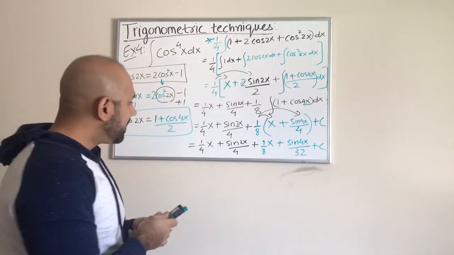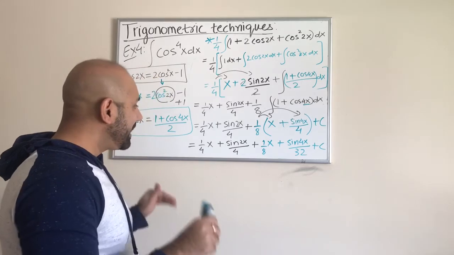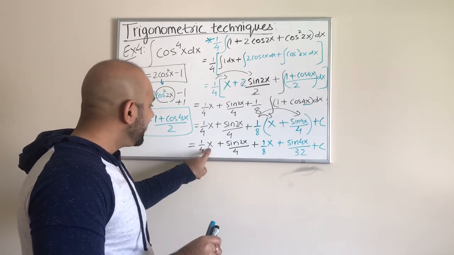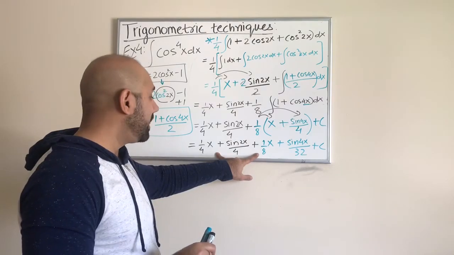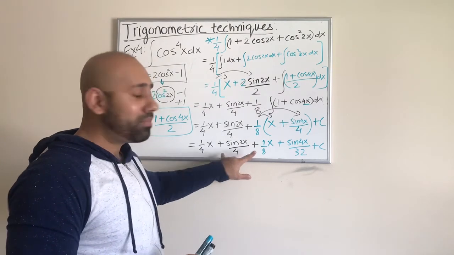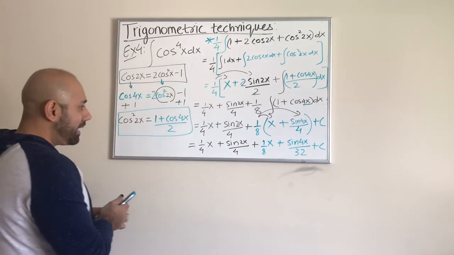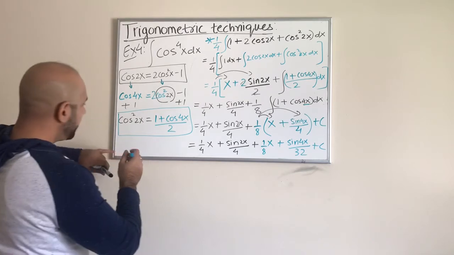Okay guys, I think I just realized something. Well, this term and this term, they are not like terms, so we cannot combine them. But guys, this is an x, this is an x, so I think we need to combine like terms. So we're going to combine these two, and that would be our final answer. So let us combine 1/4 x plus 1/8 x. So let us see if I can find some space for that.